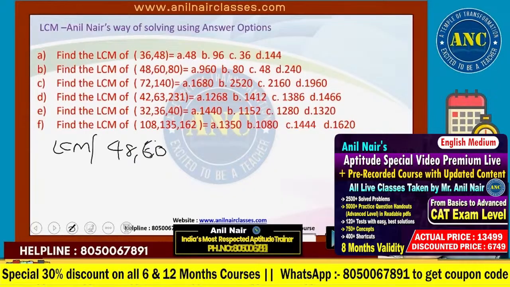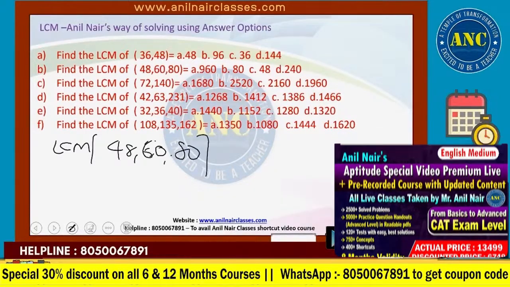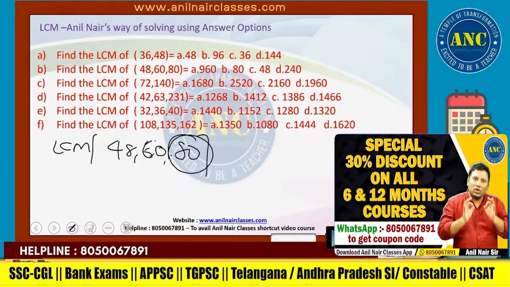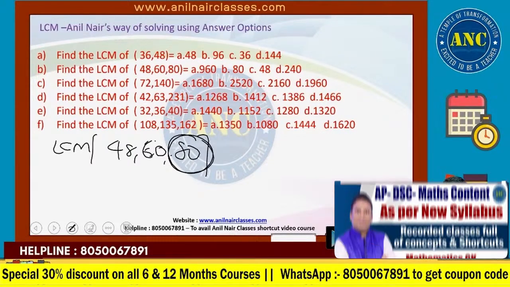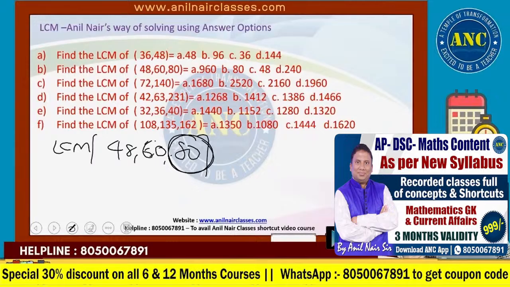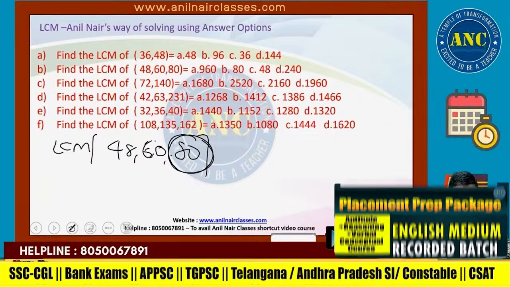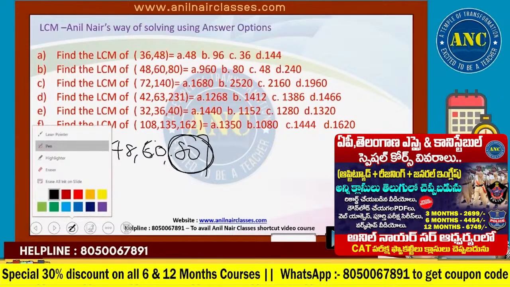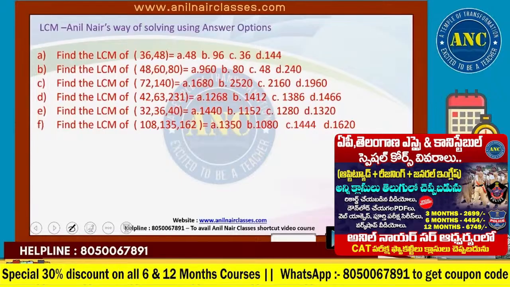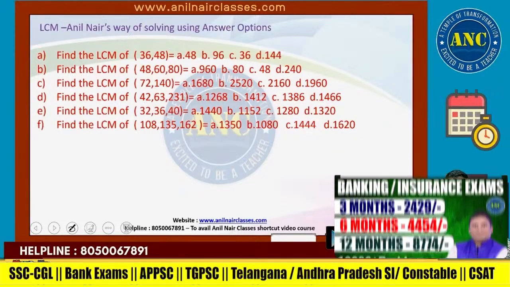48, 60 and 80. LCM is derived from the largest number. Largest number itself is 80. How will 60 come? Right? Please write down.